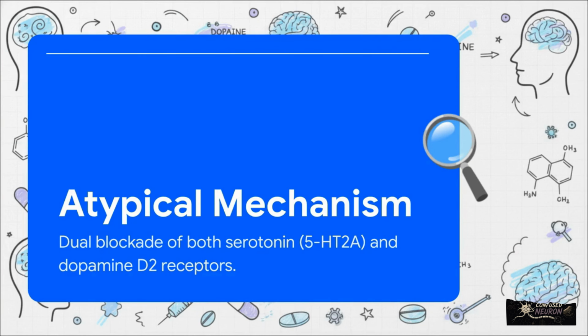When we say a drug has an atypical mechanism, it means it owes its unique activity to a dual blockade. They block both serotonin, specifically the 5-HT2A receptors, and dopamine D2 receptors. And why does this matter? Well, because while first-generation drugs are great at fighting the positive symptoms, this dual action of the atypicals actually helps improve those really tricky negative symptoms too. It's essentially a pharmacological two-for-one deal.